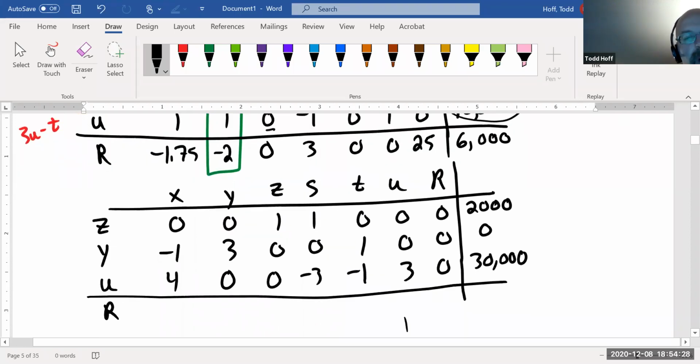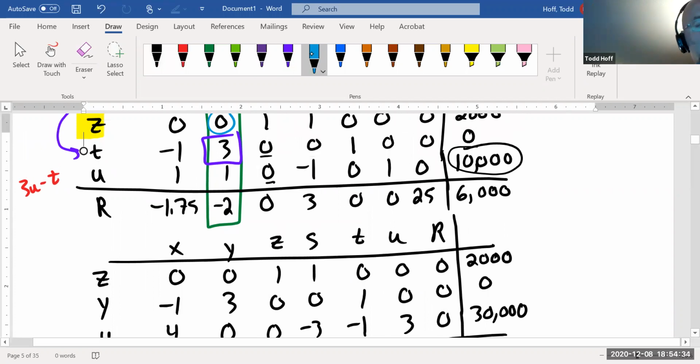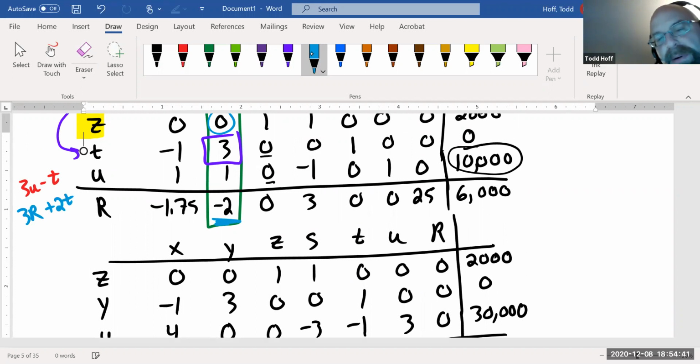That's going to stay row R. Let's see. It looks like we're going to have to do 3 times R. That would make this a -6 plus 2 times row T. 2 times 3 makes it a +6. That adds to 0. So 3 times a -1.75 is a -5.25. Plus 2 times -1 is -2, adds up to a -7.25.